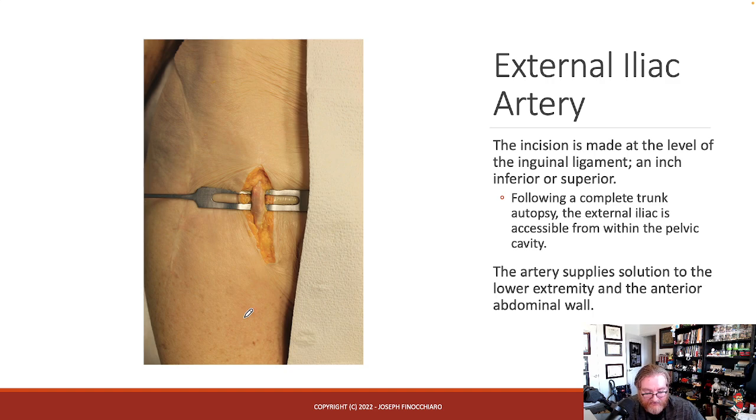The artery supplies solution to the lower extremity and the anterior abdominal wall. The problem is the internal iliac would supply everything to the buttocks and the deep tissues, which is why in autopsies we have to take a hypodermic trocar and go in and inject those tissues from inside the torso, because there really is no way to get the solution in there, because the internal iliac is usually completely destroyed by that point. You're just not going to find anything.